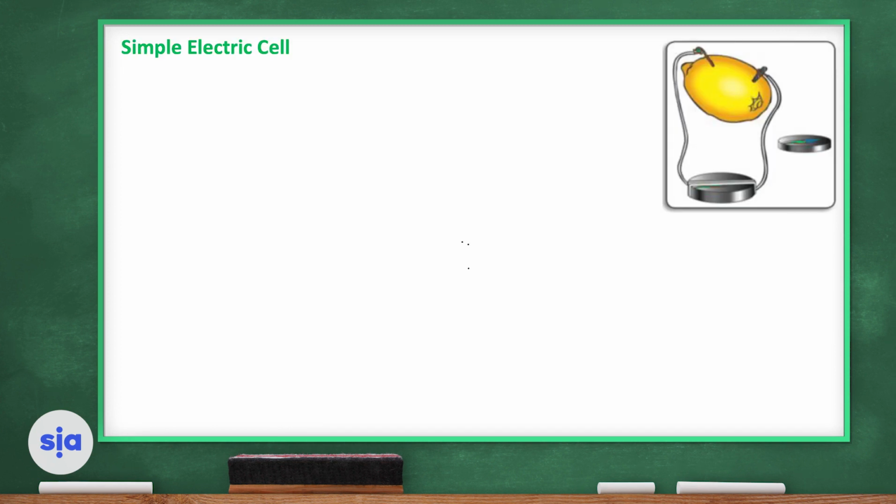Here is a simple electric cell using a lemon. Sometimes we call it a lemon battery. Materials: you have to have a large lemon, a small compass, a copper wire, and a zinc rod.